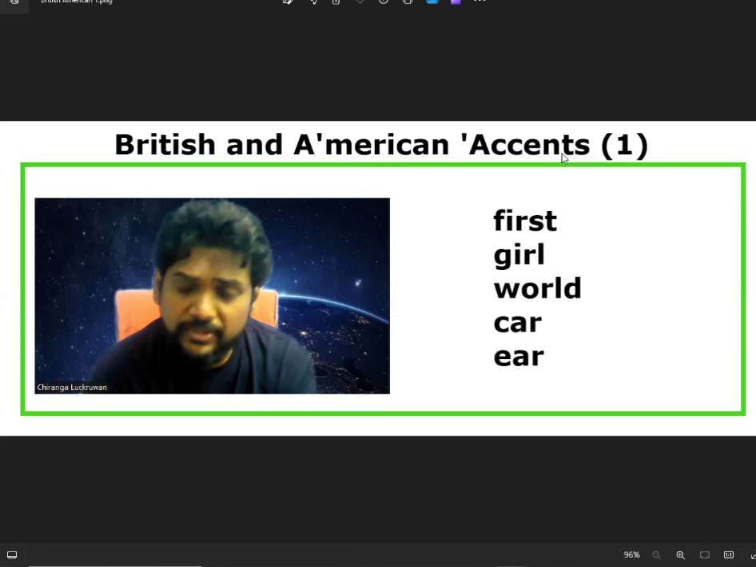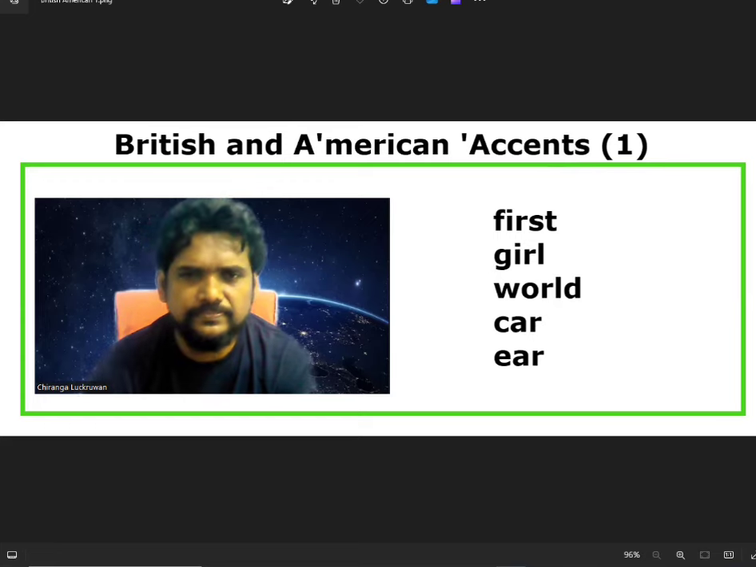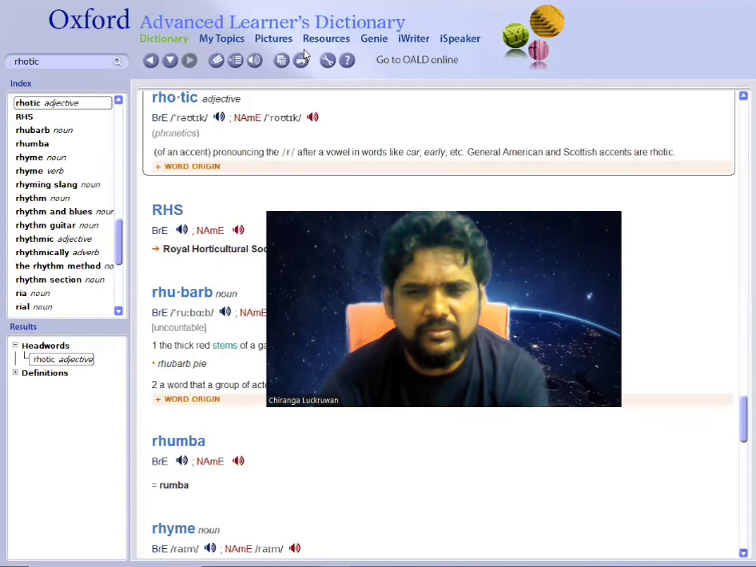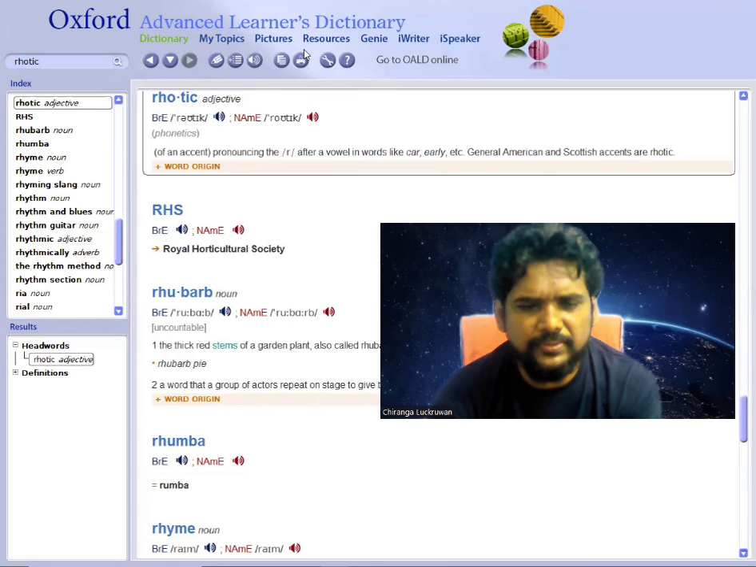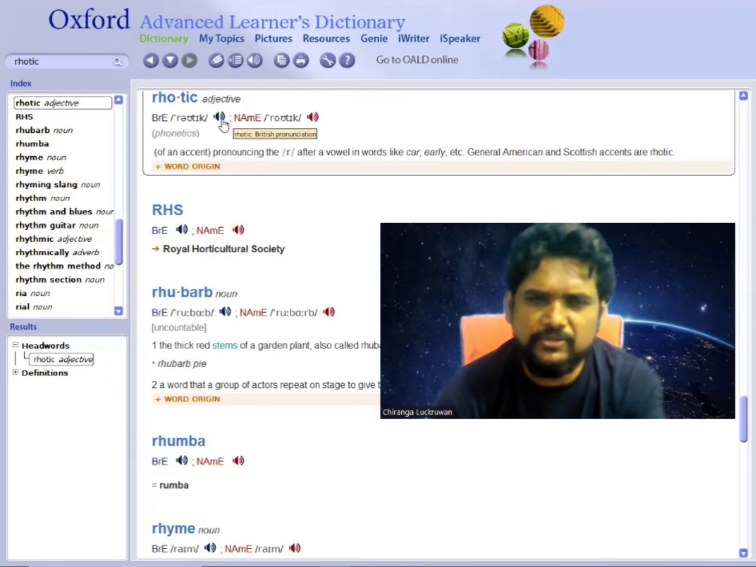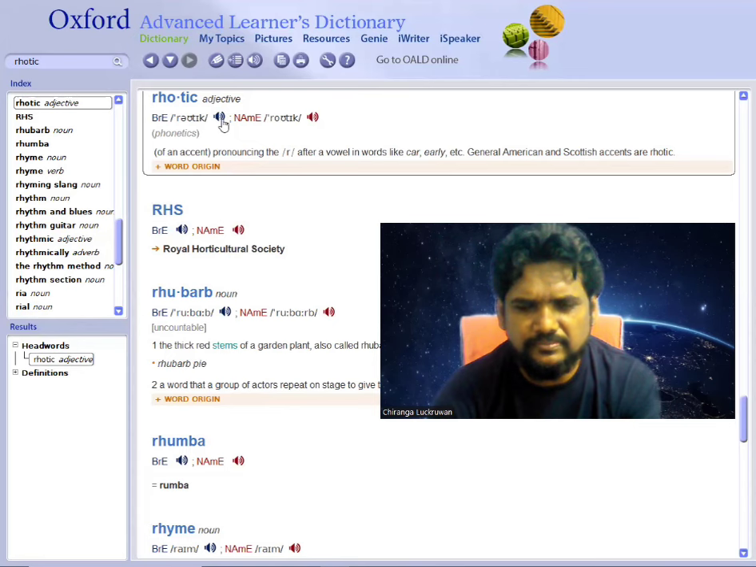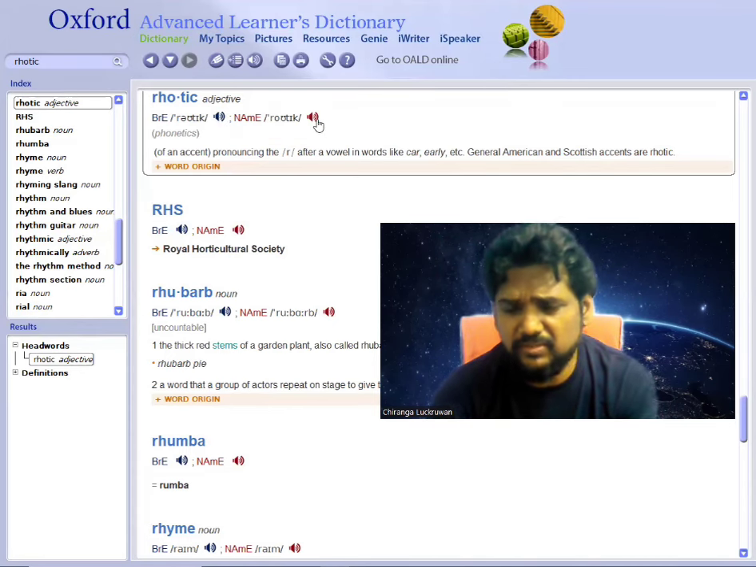Whereas the British accent is called non-rhotic. Shall I show you? Here you go. I hope you can see the dictionary. So let's take the word that you are looking for, rhotic. That's a diphthong, of course. This is how British people pronounce this one, and this is how Americans do. Don't worry about that.